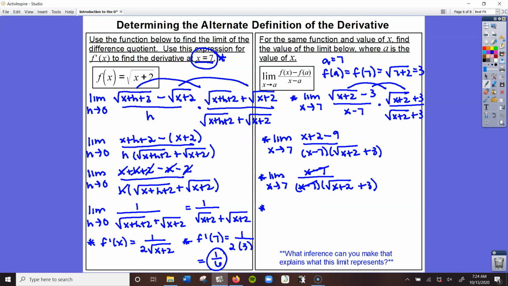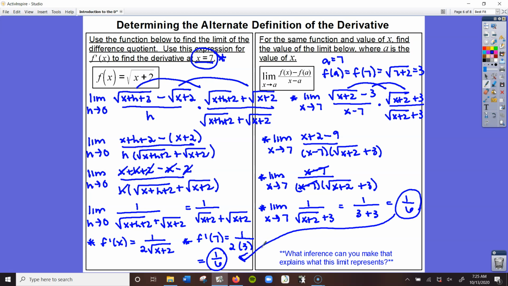So your final limit as x is approaching 7 of 1 over the square root of x plus 2 plus 3 is equal to 1 over, now 7 plus 2 is 9, the square root of 9 is 3, plus 3, which is equal to 1 over 6. And we can see that we end up with the same answer as we did here. This is called the alternate definition of the derivative. So this gives us the derivative value at a particular x value. So f prime of 7 is equal to 1 over 6.